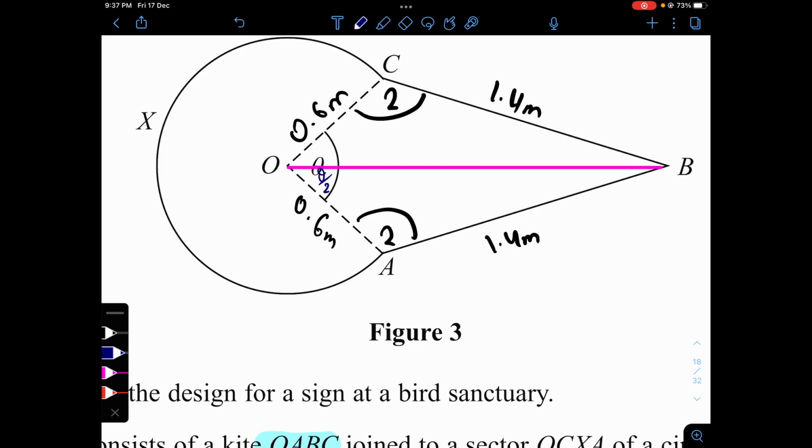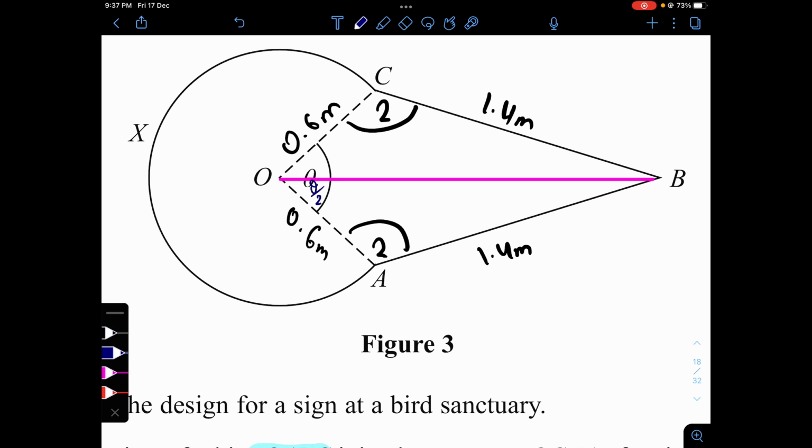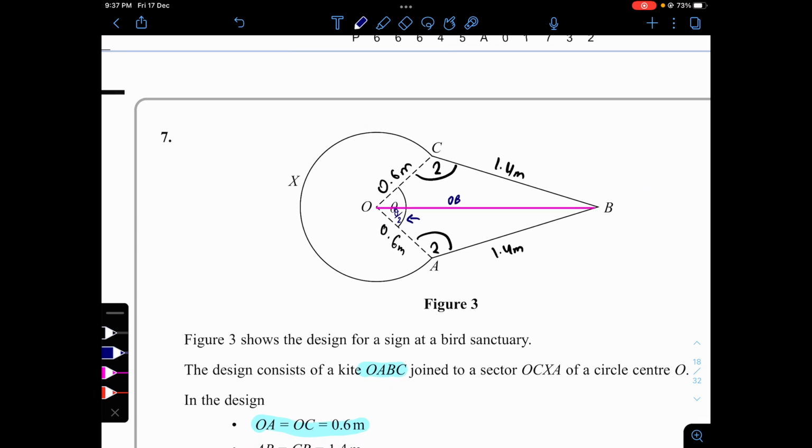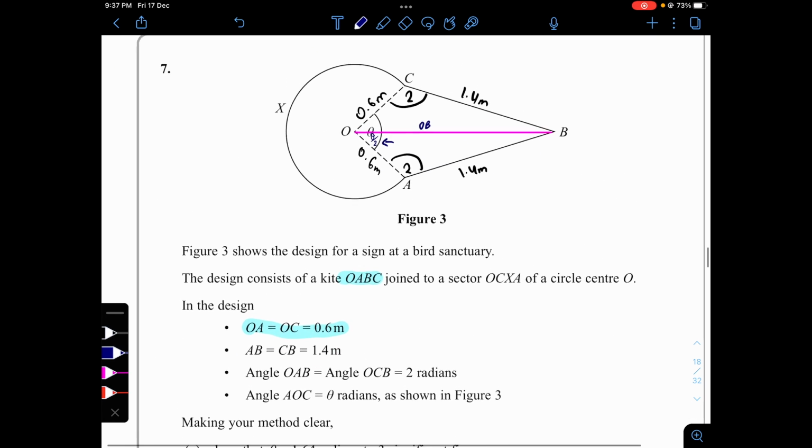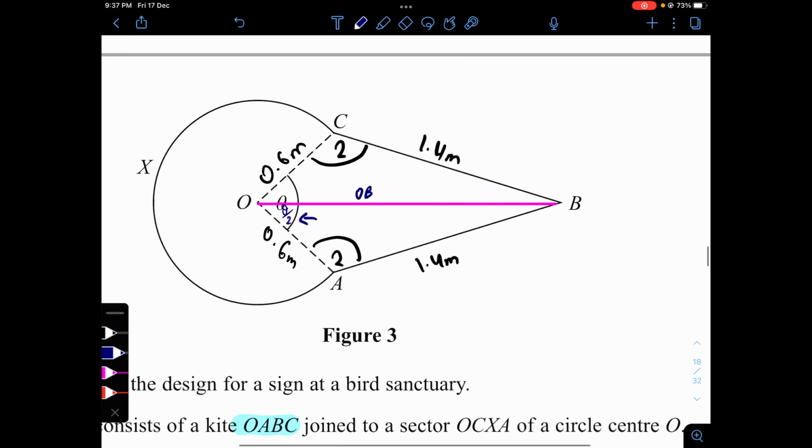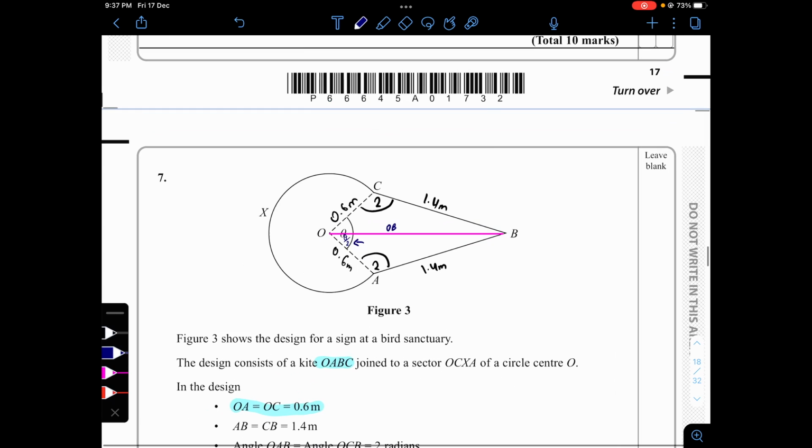How do we do that? What do we know? We know that we can find this length OB from the cosine rule. And then we can use the sine rule to find this angle over here with the 1.4 meters. So the method is that we're going to use the cosine rule. So let's do it over here. So the cosine rule is what?